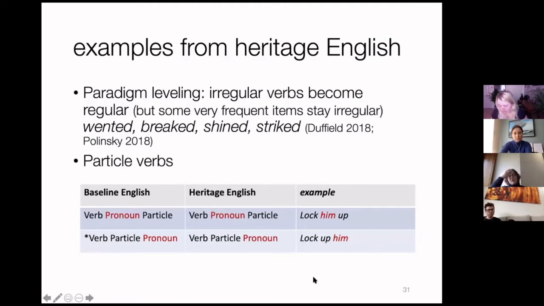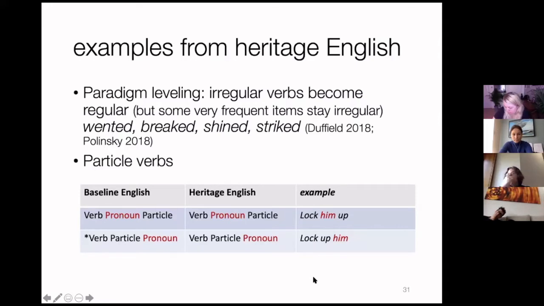A more interesting example comes from particle verbs. In baseline English, you can have a verb pronoun and particle, but not verb particle pronoun, because pronouns are clitics in this construction, and so you cannot have this sequence. In Heritage English, particles get reanalyzed as adverbs, and so what you have is both combinations. So in baseline English, you can only have lock him up, whereas in Heritage English, speakers accept both lock him up and lock up him, and they produce both.